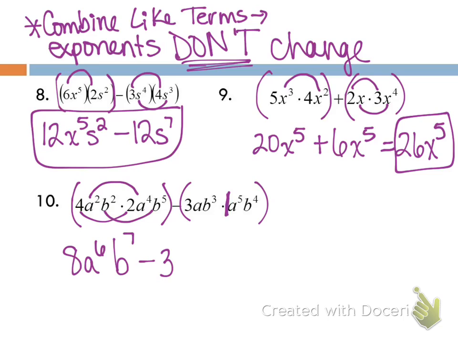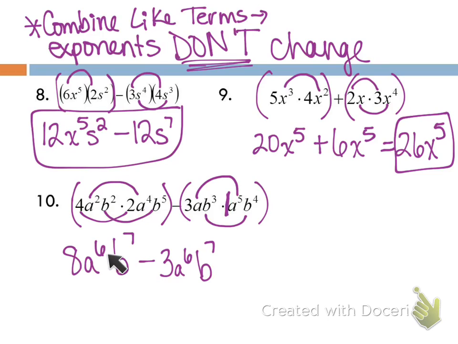Jeriel, when I take a times a to the 5th, what do I get? Very good, a to the 6th. And finally, Ryan, we have to take b cubed times b to the 4th. B to the 7th. Wonderful. Then we have to decide, can we combine these?